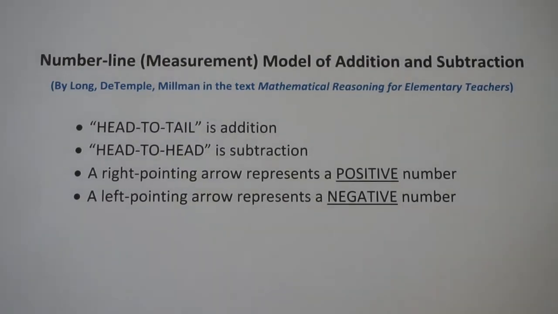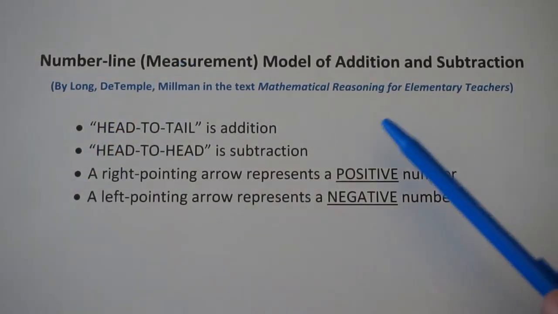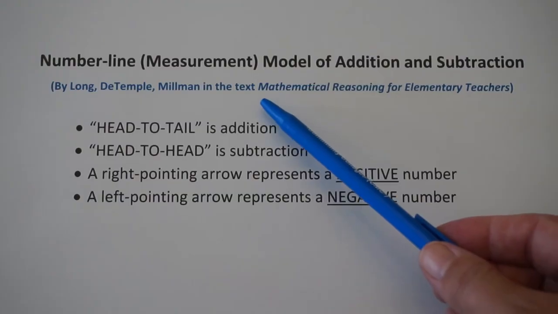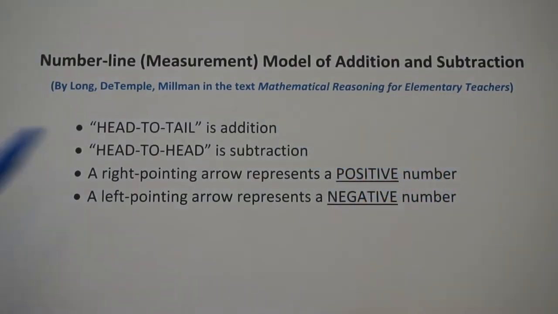There are many models of addition and subtraction. In this video, we will be looking at the Numberline model, which is also called the measurement model. Those are the same thing, numberline and measurement. We will be looking at the method that's presented in the textbook Mathematical Reasoning for Elementary Teachers by Long, DeTemple, and Millman. There are other ways of using the Numberline model or the measurement model, but the model that's presented by these authors is a particularly good one because students can use it in their elementary years when they're working just with positive numbers, but it's something that carries over into their pre-algebra and their algebra experience when they're working with negatives.